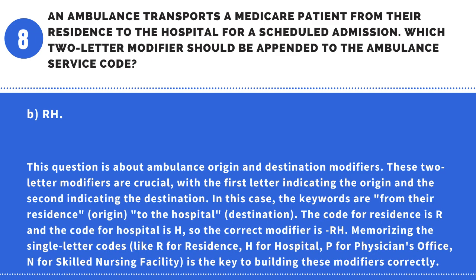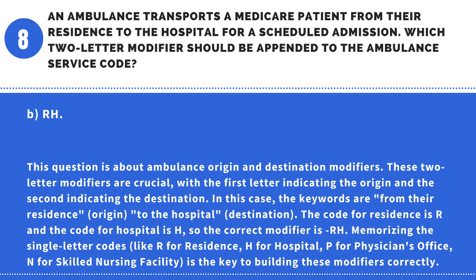Answer B. RH. This question is about ambulance origin and destination modifiers. These two-letter modifiers are crucial, with the first letter indicating the origin and the second indicating the destination. In this case, the keywords are from their residence, origin, to the hospital, destination. The code for residence is R and the code for hospital is H, so the correct modifier is RH.